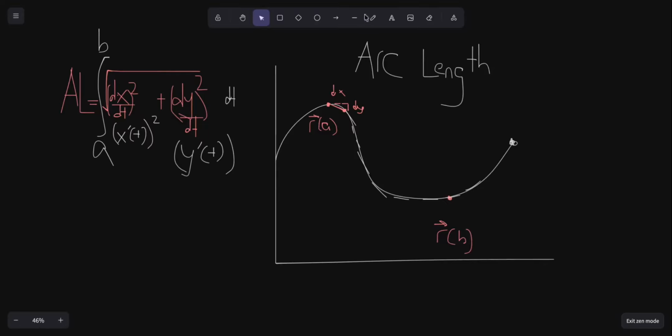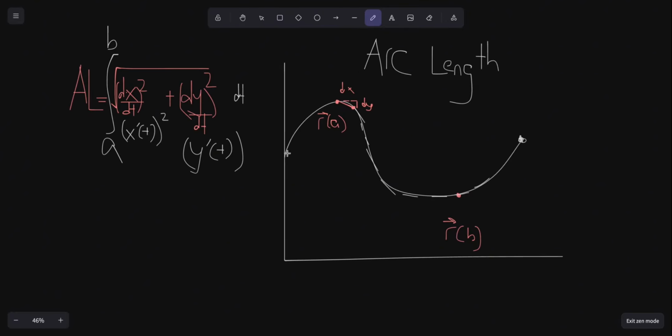So in the last video, at least where we ended off, we talked about arc length and how essentially arc length is equal to the integral from a to b of the square root of (dx/dt)² + (dy/dt)², and then this is being integrated with respect to dt.